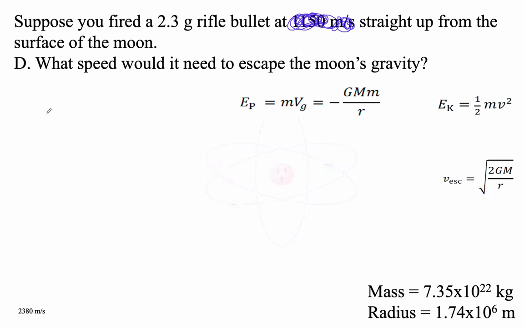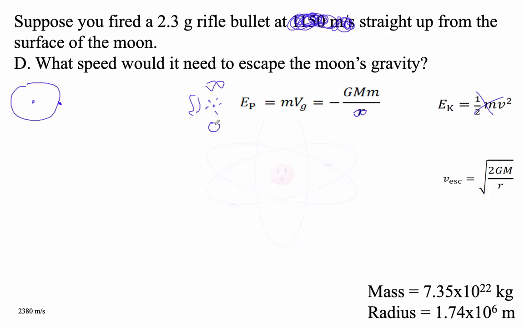So what I'm going to do is set this thing up. Here we are on the moon, firing the rifle up, and infinity is out here. Basically the lowest speed you can give it, the escape velocity, is such that when it reaches infinity, it stops. At infinity it's not moving, so it has no kinetic energy. It's at an infinite radius, so it has no potential energy. The total energy at infinity is 0.